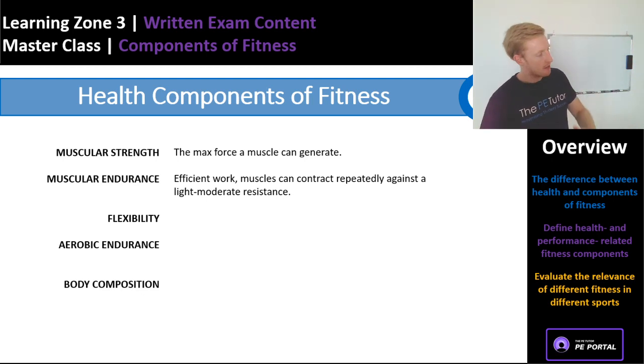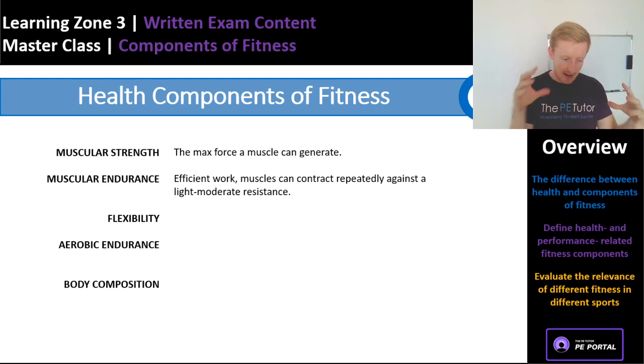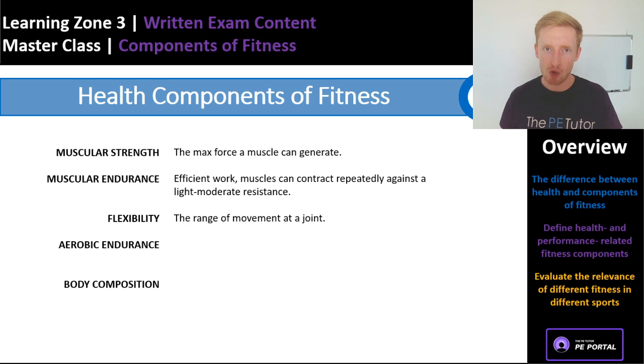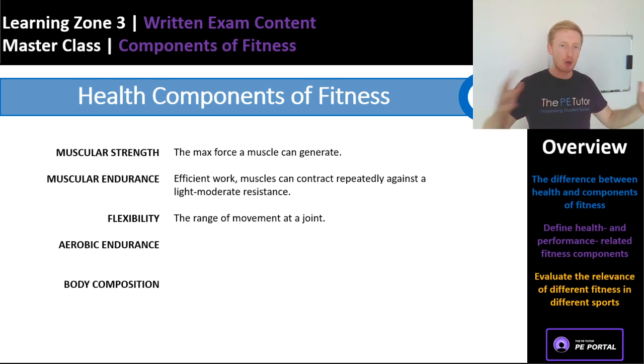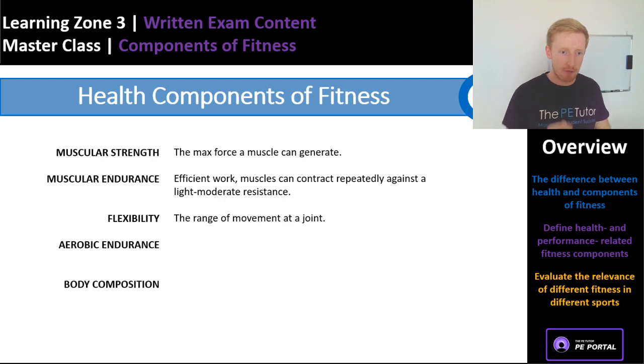Muscular endurance, the opposite. How many or how long can a muscle contract over and over and over again, repeatedly, against the resistance, without fatigue? So think walking, running, cycling, swimming for anything longer than 20, 30, 40 minutes, that's muscular endurance. Flexibility, the range of movement available at a joint.